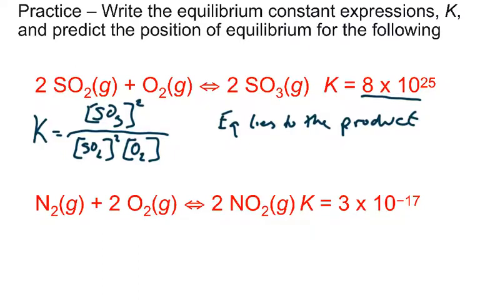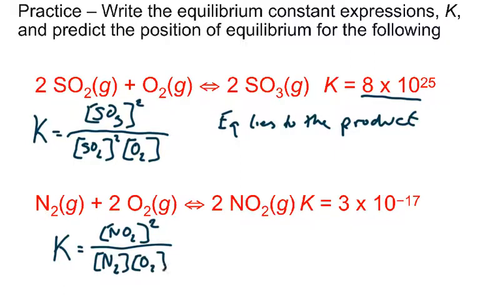Now let's look at our second reaction. Nitrogen plus 2 oxygen goes to 2 nitrogen dioxide with a K value of 3 times 10 to the minus 17. We can write our equilibrium expression, our concentration of NO2 squared divided by our concentration of nitrogen times our concentration of oxygen squared. And this time our equilibrium lies to the reactant side because of that small value of K.